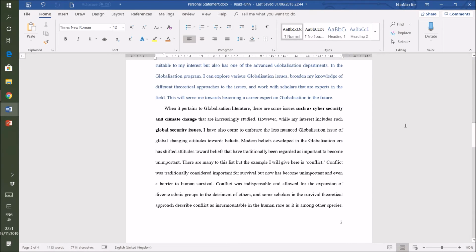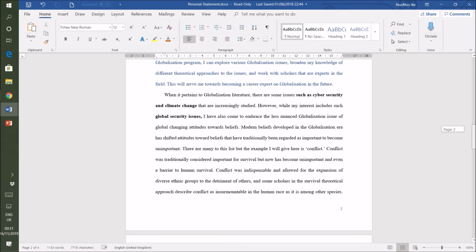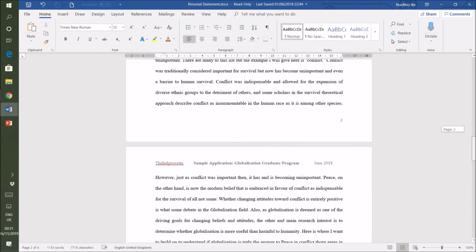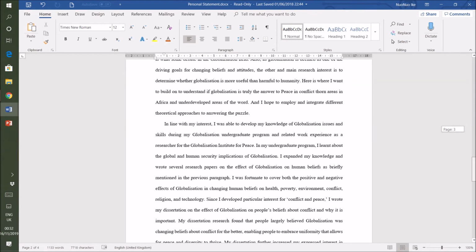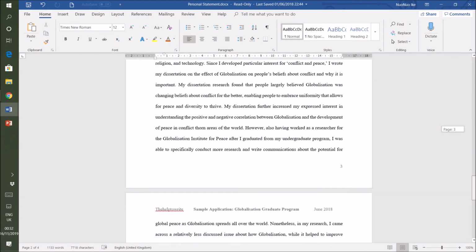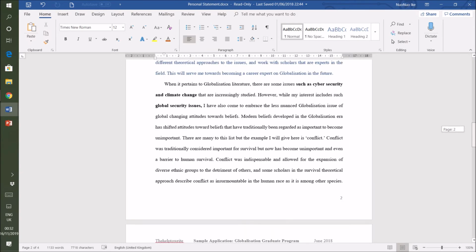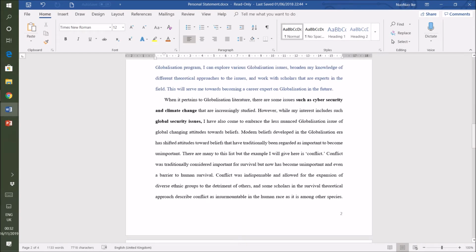Second, which is the main body. Here you want to go more into detail about the things that you have mentioned in your introduction. I have 3 paragraphs for this. So for example, you want to detail the specific part of the program that you want to expand your knowledge on, and the type of research that you want to accomplish.